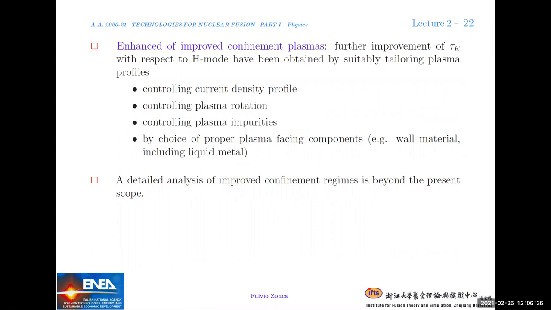So finally, this is not the end of the story. Research is going ahead, especially the capability of controlling plasma profiles, more or less similar to what happened, as I said before, in the case of the improved ohmic confinement. So people worked with different controls on the plasma profile. If you start controlling the current density profile, the plasma rotation, which is a further degree of freedom for the various scenarios, and controlling the plasma impurity, we had a chat with some of you before the start of the second half of the lecture about controlling the plasma impurity, and choosing properly the plasma facing components, so the wall material, including liquid metal, if you are thinking about that, it's possible to further improve the confinement. And these are the so-called improved confinement plasma operations.